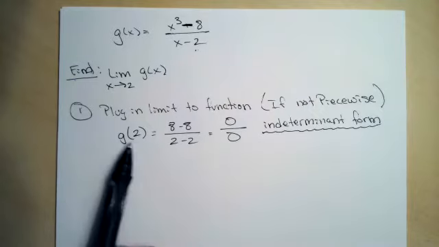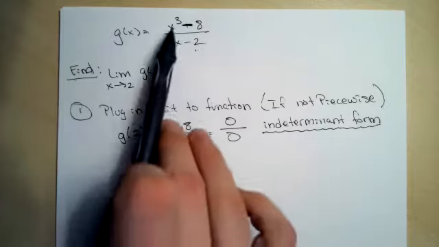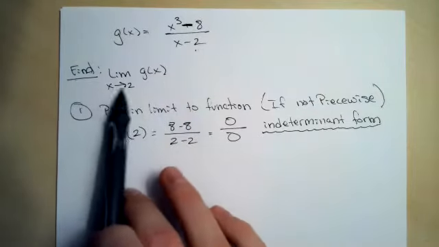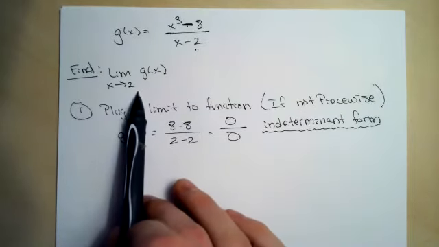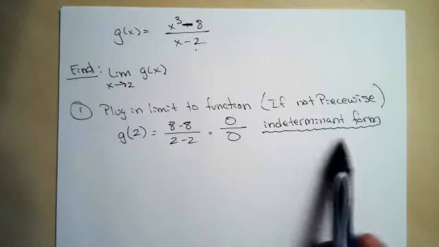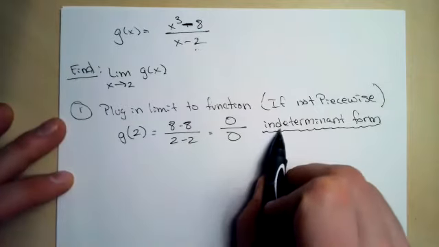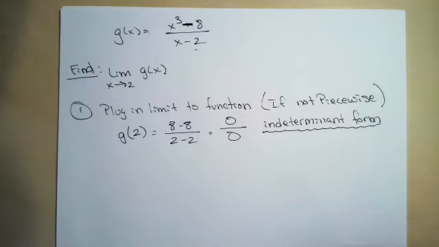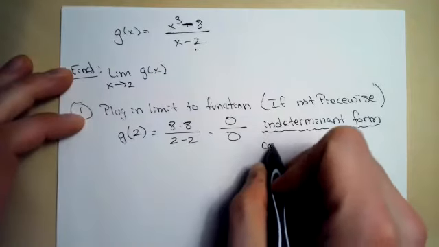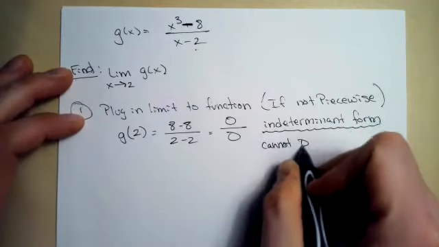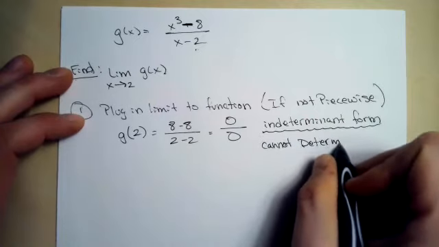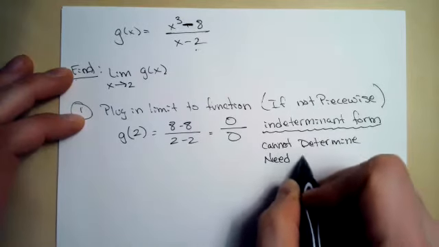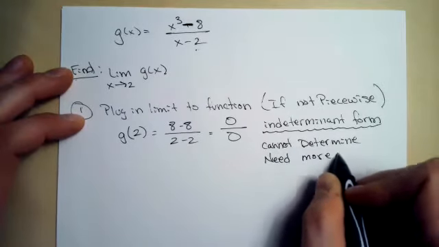And really, when I'm plugging in this limit, we are plugging it into the original function with the idea that we are actually trying to compute the limit. And an indeterminate form, so the root word means determined. So indeterminate means we cannot determine it. In other words, we need more info.